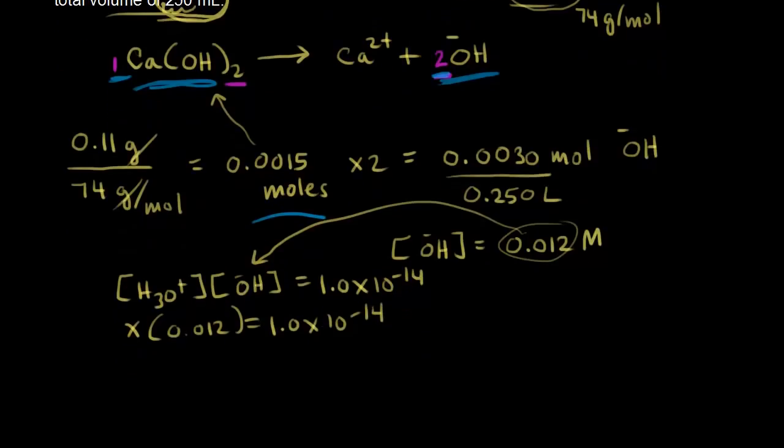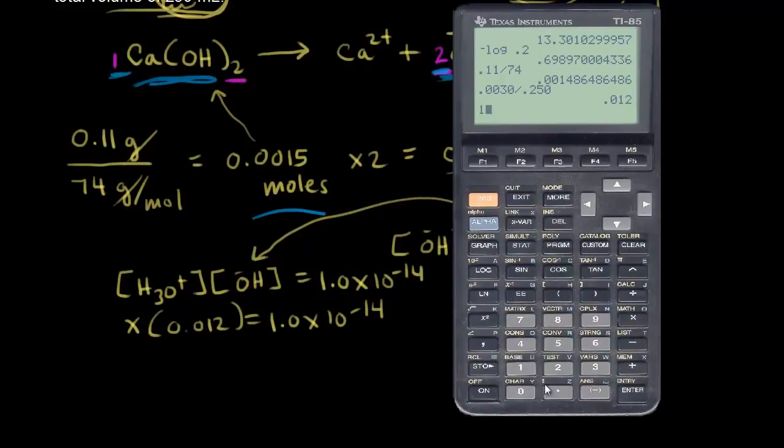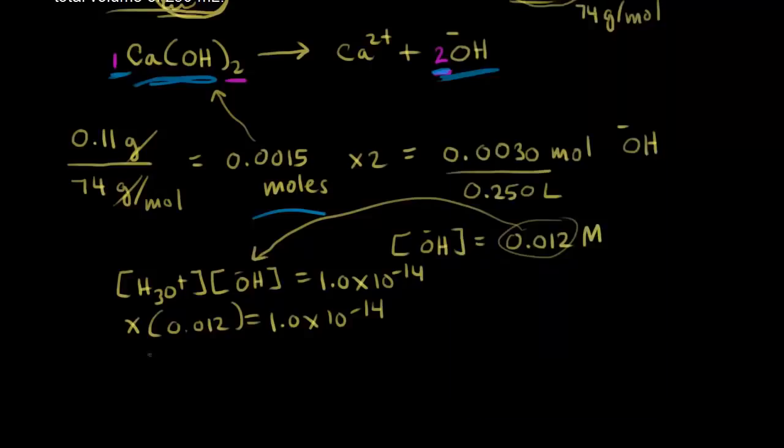And let's do this calculation really quickly. So we have 1.0 times 10 to the negative 14. Actually, let me do that again. We're going to divide that by 0.012. And this is going to give us 8.3 times 10 to the negative 13. All right, so let's write this down. X is equal to 8.3 times 10 to the negative 13.